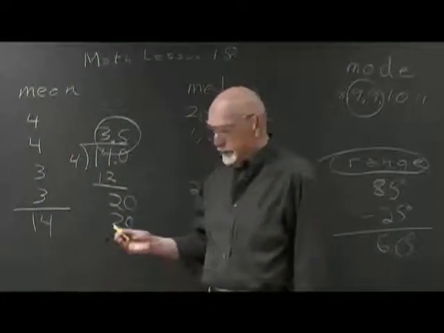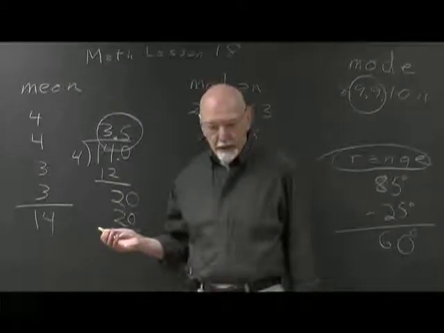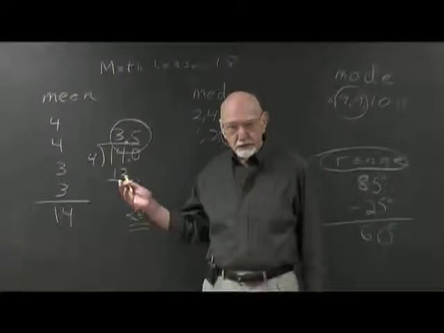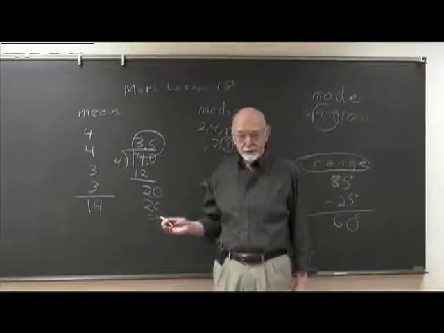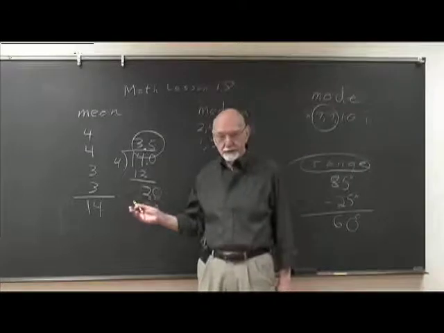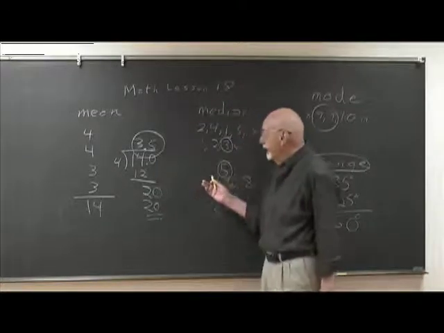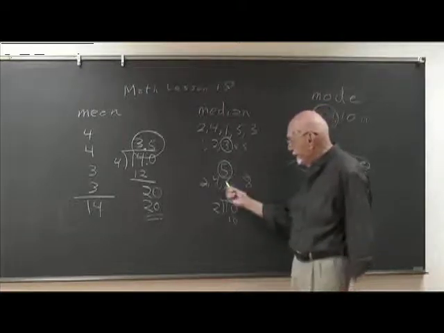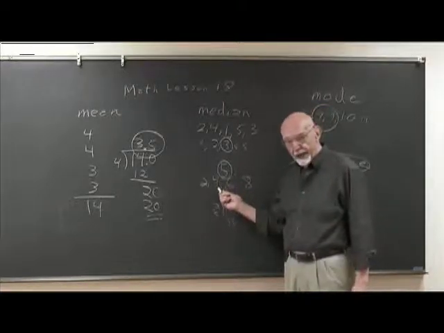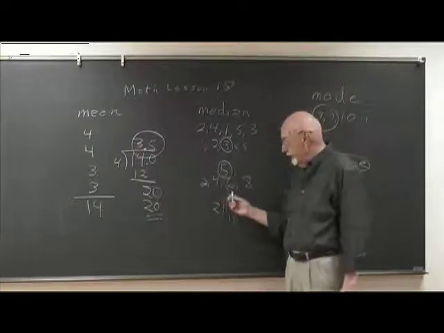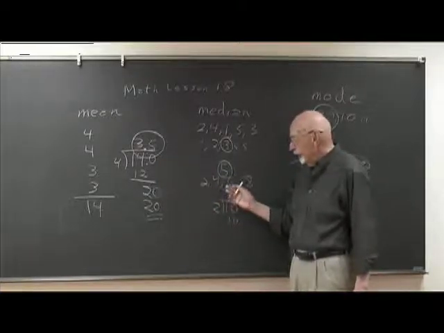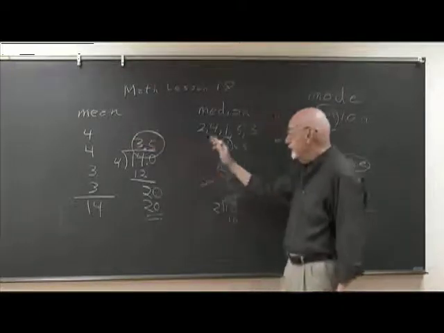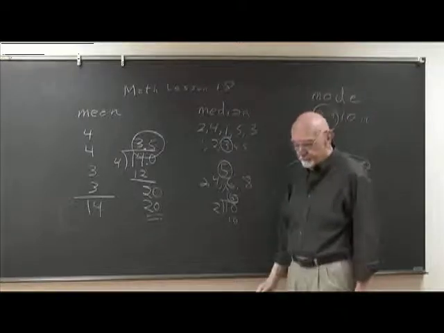Mean is the average. If you're familiar with batting averages, that's the mean, but it's based on thousands instead of hundreds. And median is the middle number, which you can find even when there is not one, by adding and then dividing, adding the two middle ones together and dividing by 2, which is finding the mean to get the median.